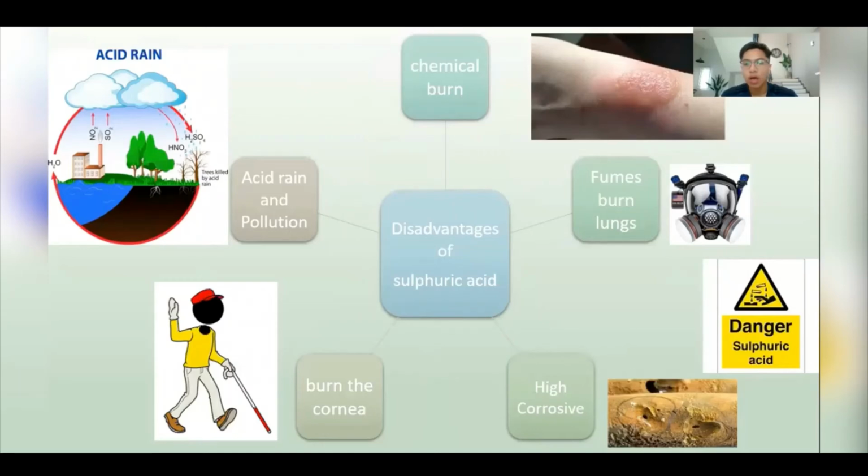It will also produce fumes that can burn our lungs. It is highly corrosive to metals, living tissue, and stone at high concentration. Sulfuric acid can also burn our cornea, which is in our eye, and lead to blindness if it is splashed into our eye. Finally, it can pollute our environment by producing acid rain and pollution. This will damage our environment.